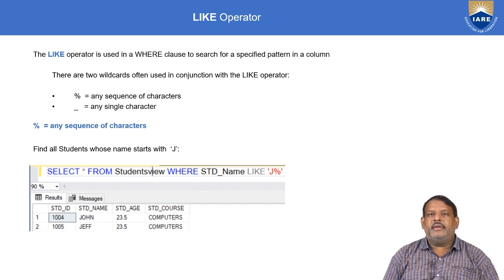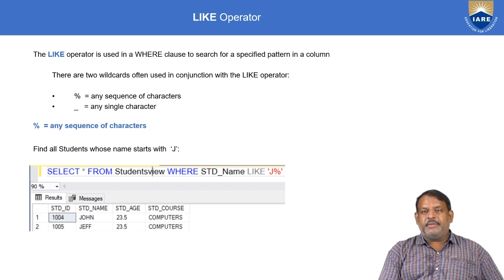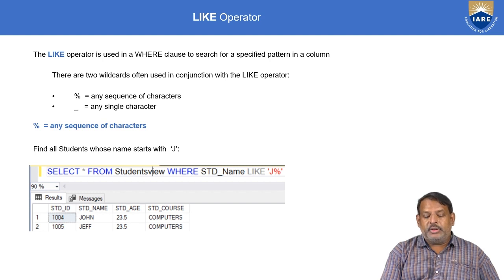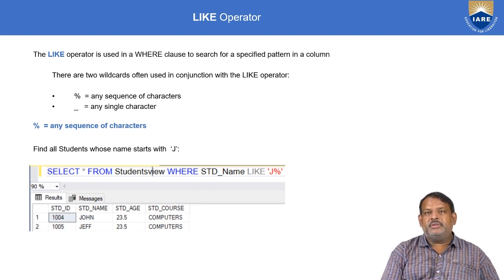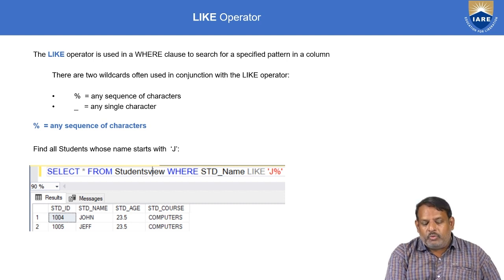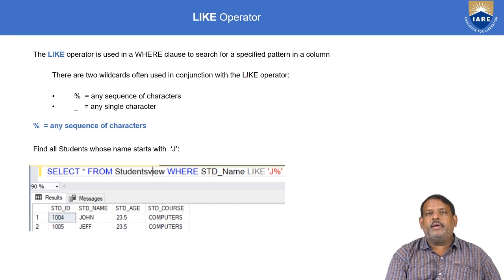Here is the select statement. You have some data coming out, and you want to filter based on a condition. If you don't know the exact value, but you know the pattern, you can use pattern matching with the LIKE operator. The LIKE operator is used in the WHERE clause to search for a specified pattern in a column. There are two wildcard operators often used in conjunction with the LIKE operator.